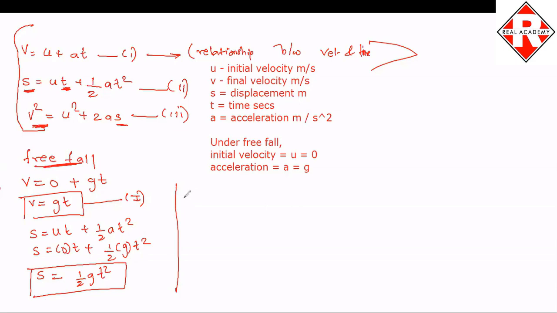Similarly, the third one is v square is equals to u square plus 2as. v square will remain as it is. Under free fall, initial velocity is 0. a is g. So we get v square is equals to 2gs. So under free fall, your third kinematical equation becomes v square is equals to 2gs. Is this clear? So these are the three formulas you will get when the object is under a free fall.